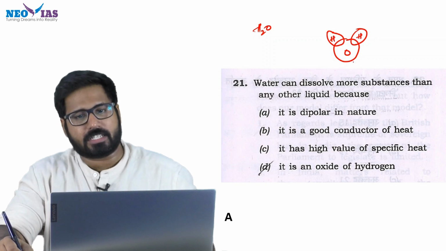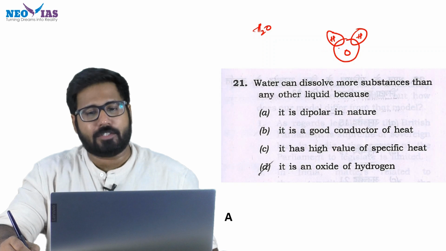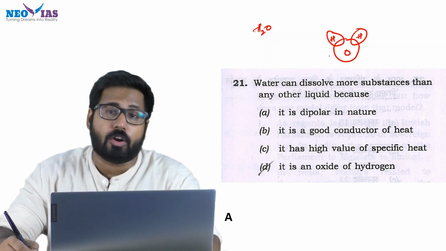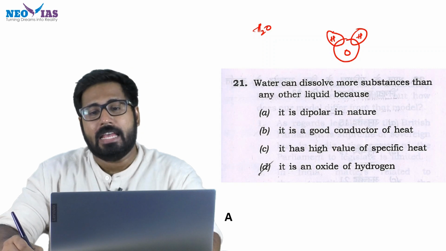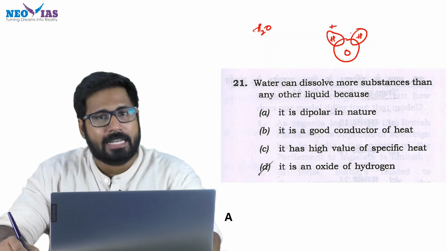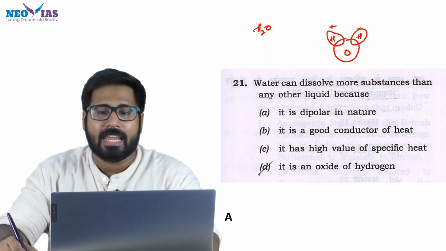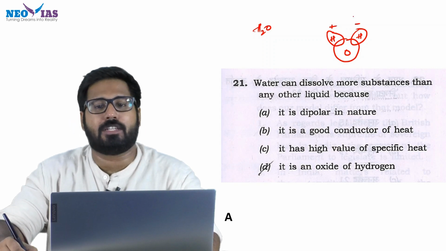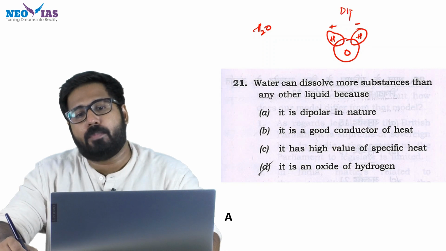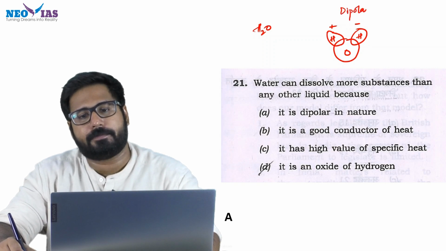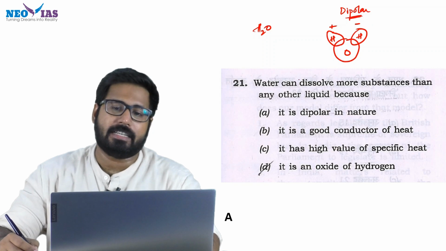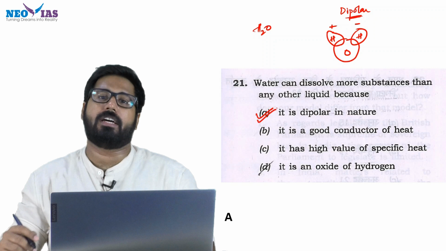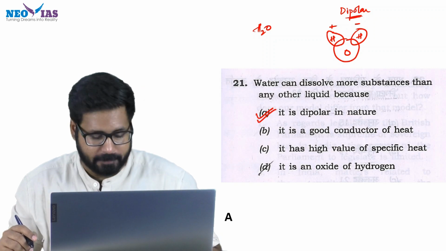When such a structure is made, the reason as to why water becomes such a high solvent, it is called the universal solvent, is because one hydrogen will have a slightly positive charge and the second hydrogen will have a slightly negative charge. So such kind of structures are what is called as dipolar. Dipolar. Right. So the answer here is that water is the universal solvent because it is dipolar in nature. The answer is option A.